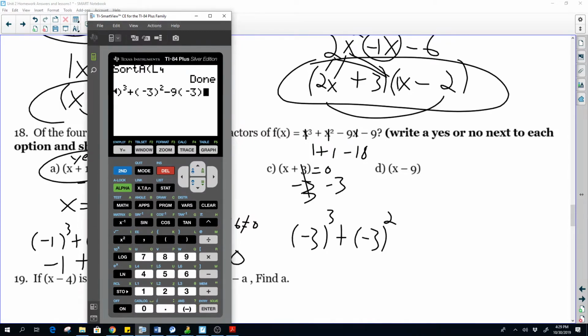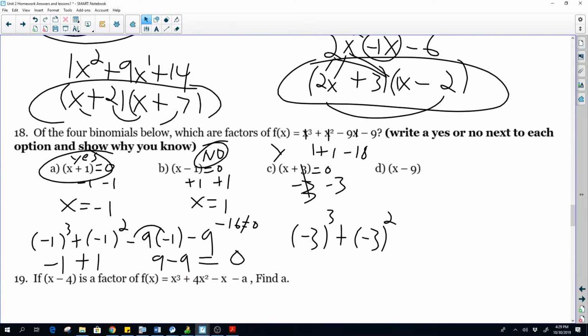Okay, so then you have negative 3 and then just minus 9. And so that gives us 0. That means, yes, it is a factor, because we get 0 when we plug it in. So using the calculator, I plugged it in and I got 0 when I plugged all of these into my calculator.